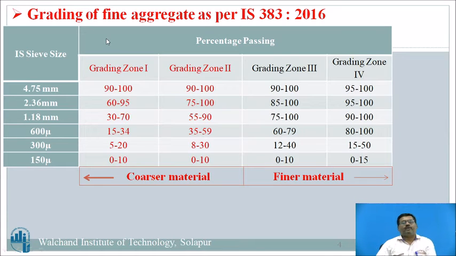Now, this is the tabular form of results for grading of the fine aggregate as per IS 383. Percentage passings are given for 4 zones, and if you observe these 4 zones, zone 1 is more coarse. As you come to zones 2 and 3, it is becoming finer, and in zone 4 the material has become very fine.